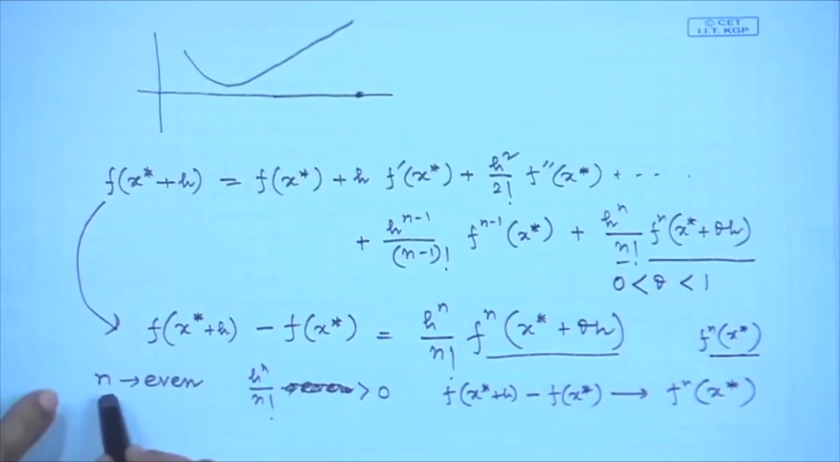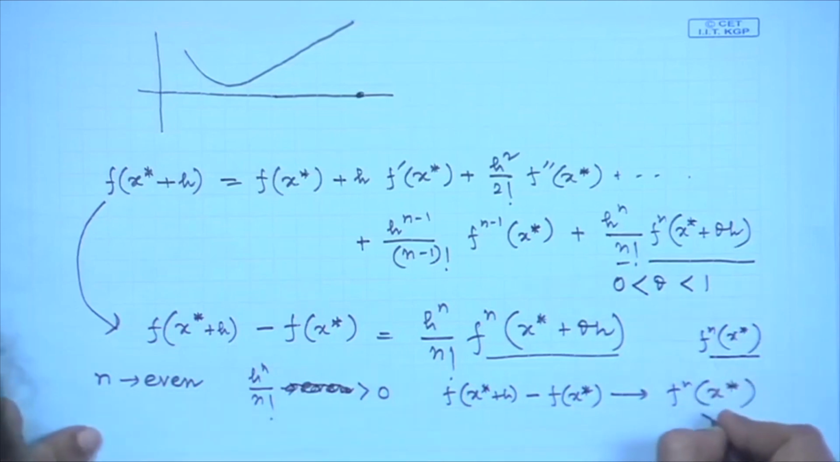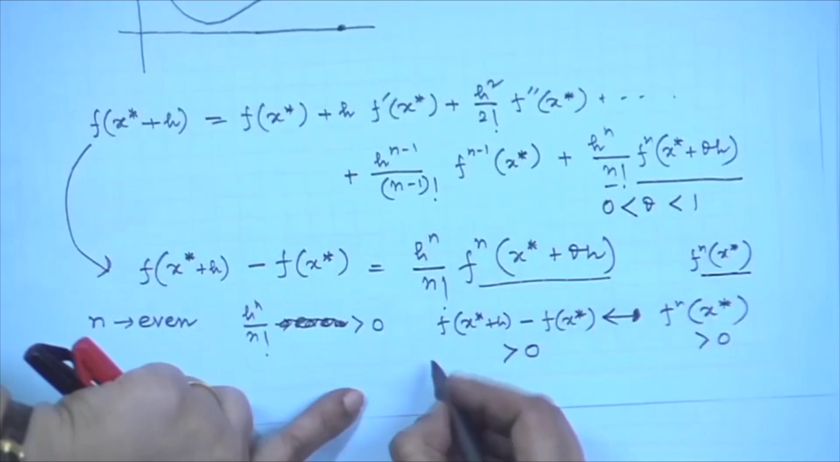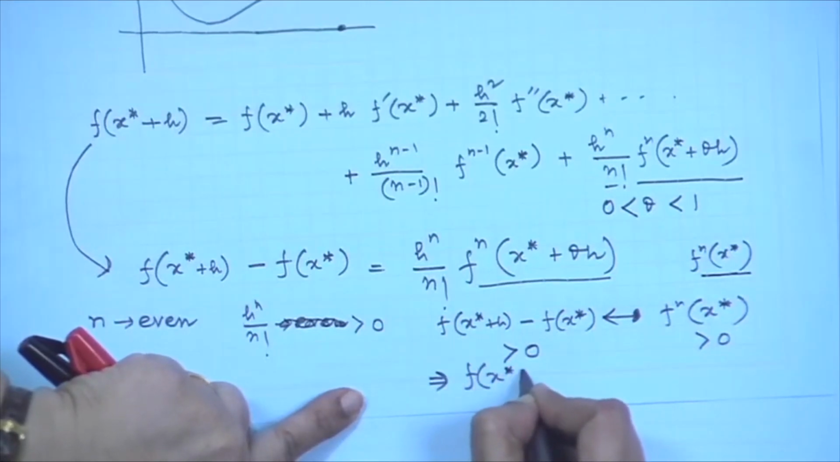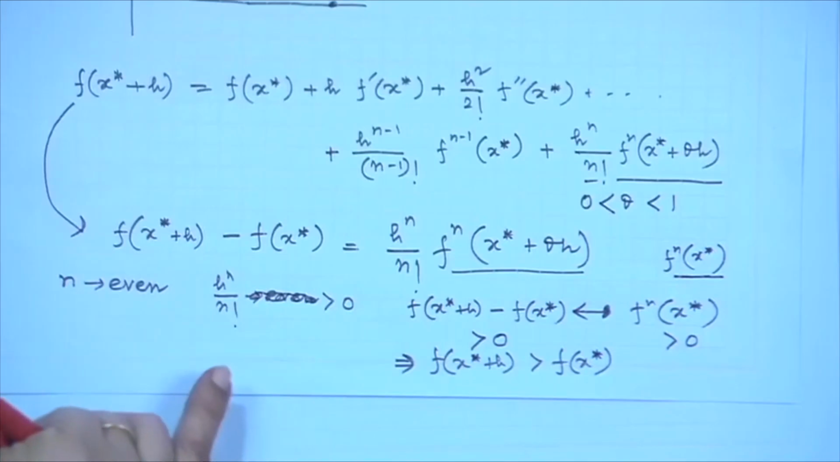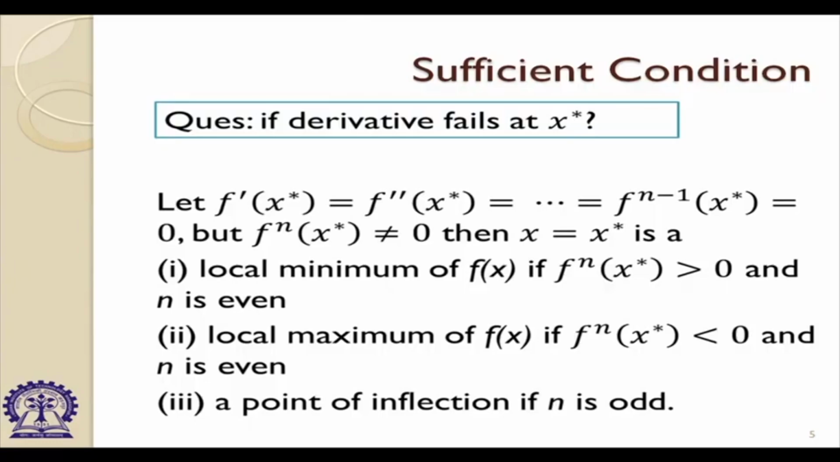Now from here, if n is even, then h to the power n by n factorial must be positive. Now if f n x star is positive, then this is also positive. If this is positive, we can conclude that f x star plus h is greater than f x star. That means we are having the minimum at x star, because at all other points other than x star we are getting a higher value of f. That is why the first condition of the sufficient condition is: we are having the local minimum of f x if n is even and f n x star is greater than 0.